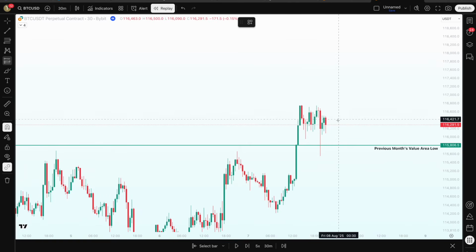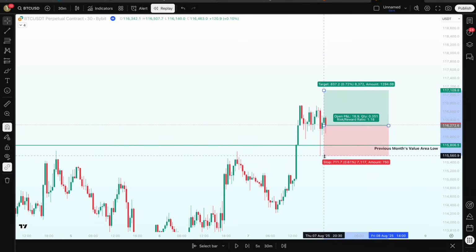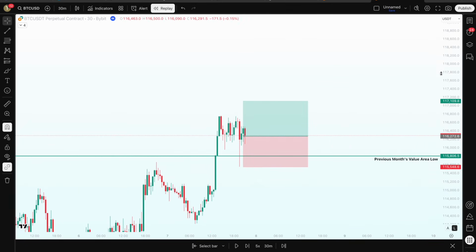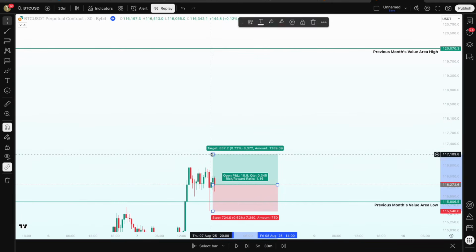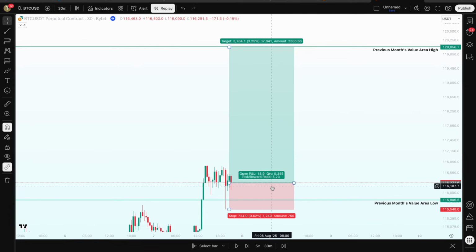So if you saw this on the order flow inside the Exocharts, what that will allow you to do is have your long position, let's say around this zone, and have your stop loss below this low, and have your target as the same target as before, which is the previous month's value area high. This would give you a 5-to-1 trade.